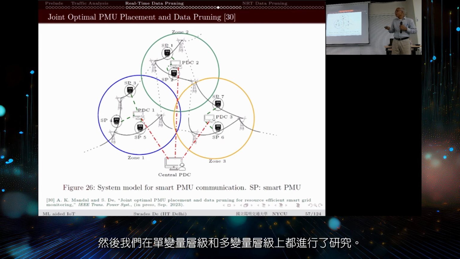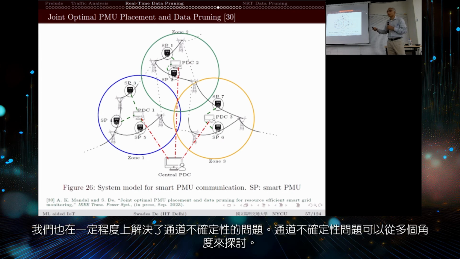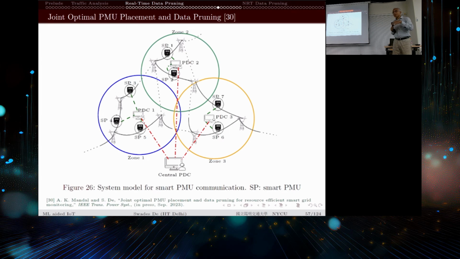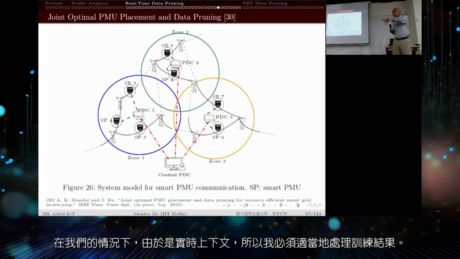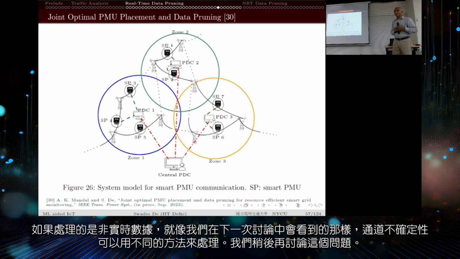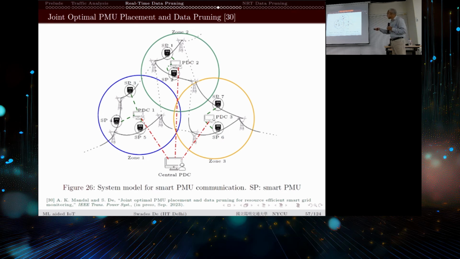And I am able to reduce the content. Then we have done it at the single variate level, at the multivariate level, and we have also addressed to some extent the question of what to do with channel uncertainty. Channel uncertainty can be asked from multiple angles. In our case, because it is a real-time context, I have to put the redundancy appropriately. If I am dealing with non-real-time data, as we will see in the next discussion, then my channel uncertainty can be handled a little bit differently. Okay, so we'll discuss later.